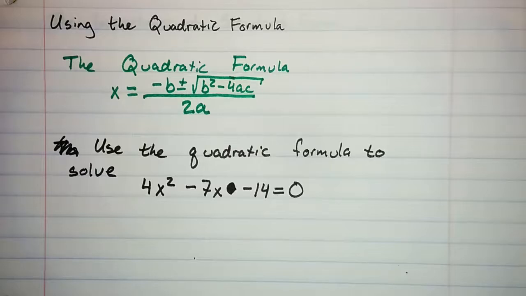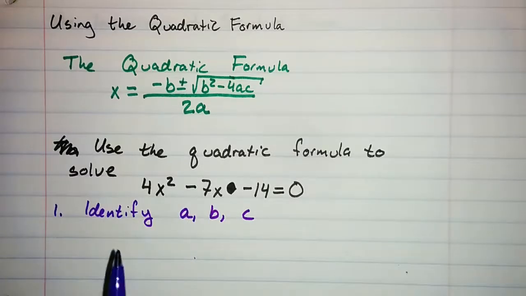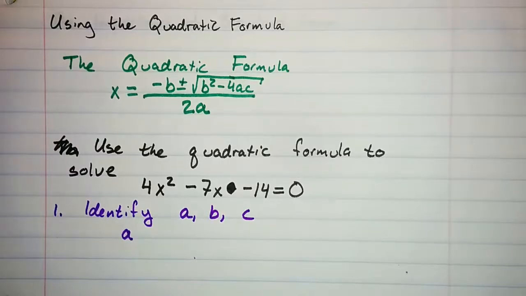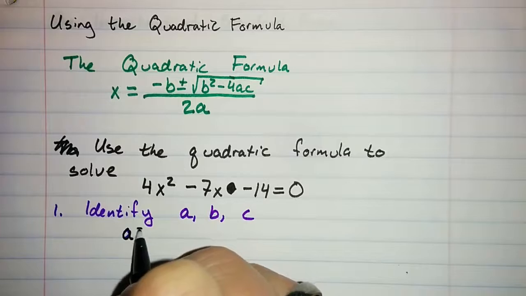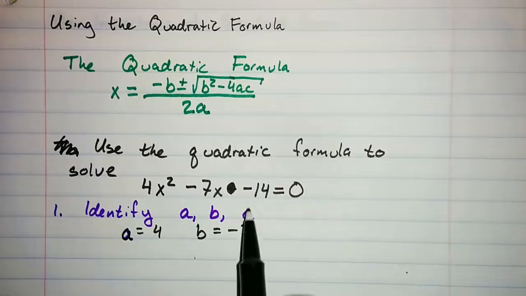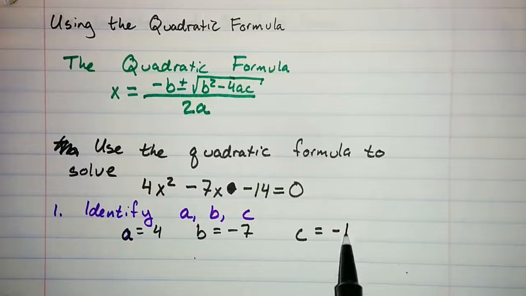Well, the first thing we're going to need to do is to identify a, b, and c. A is the coefficient of x squared. So in our example, a is 4. B is the coefficient of the x term, so b is negative 7. And c is the constant, so c is negative 14.